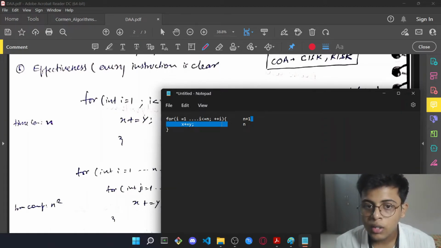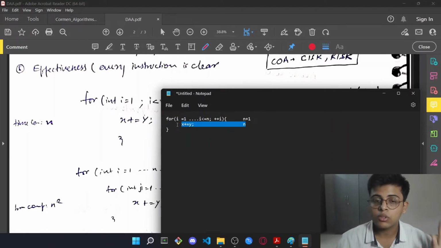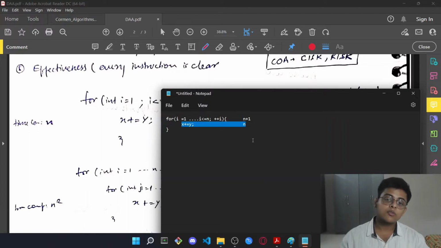So what happened? This line will execute n plus 1 times, and what's beneath the loop will execute n times only. Okay, so what's the time complexity here for this loop? The time complexity is, since it's going to run n times, big O of n.